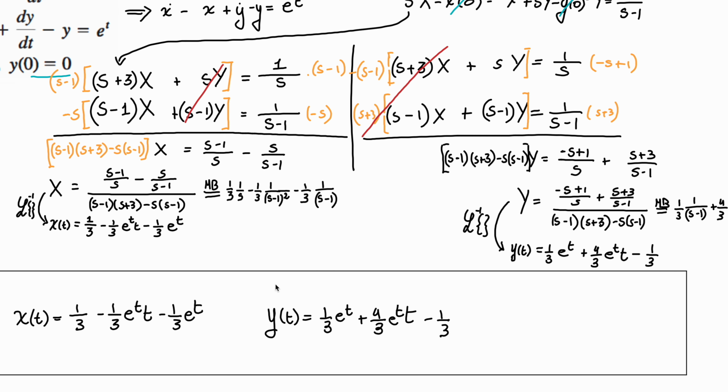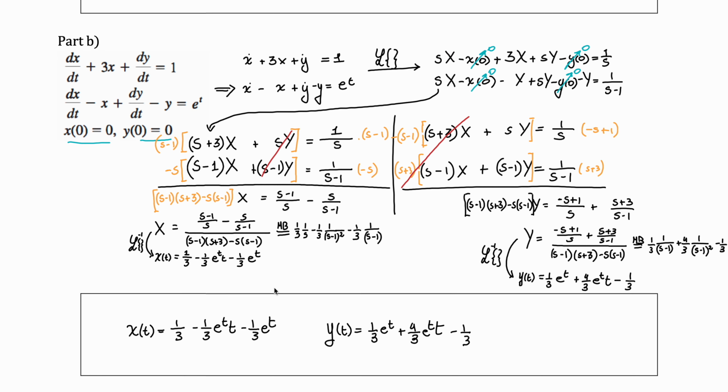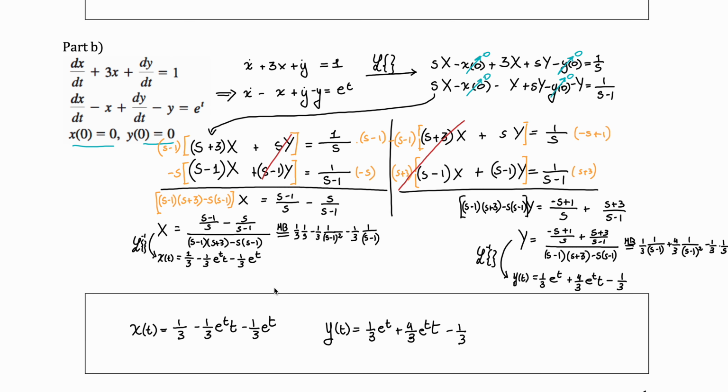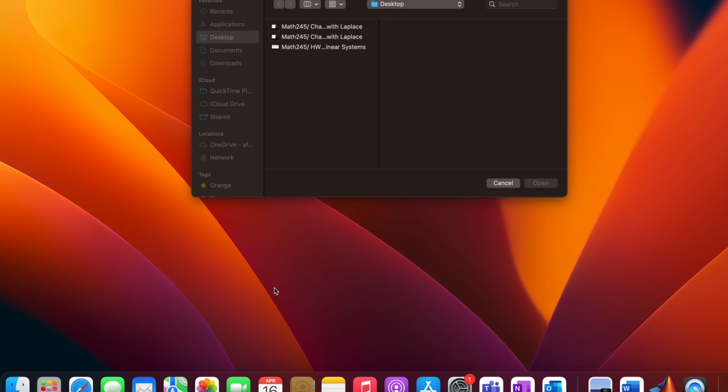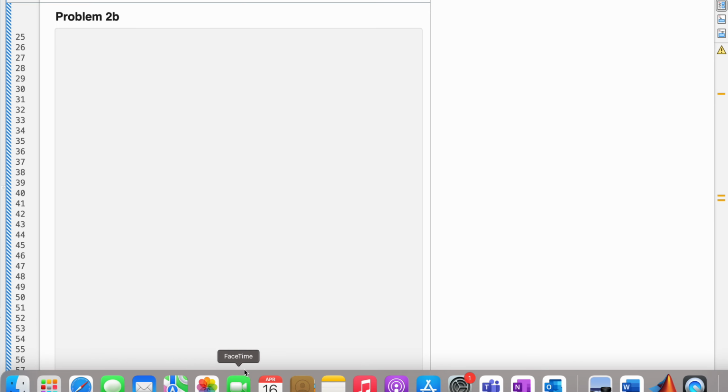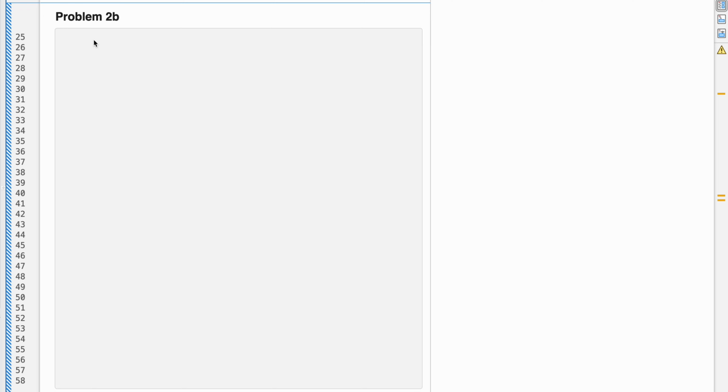Now the question is, are these two answers right? To answer this question, let's go over to MATLAB and see if they indeed are. So let's clear all old variables with the clear all command. Then we're going to define new variables with the syms command: the t variable, the s variable, big X and big Y.